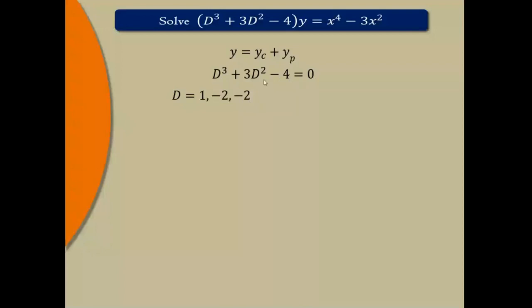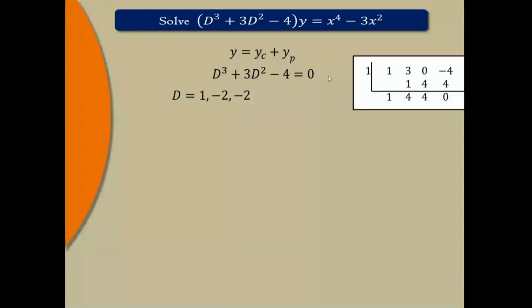If it is a quadratic equation, we can get the roots directly. But if it is a higher order equation, 3 or higher than 3, then we can use synthetic division. The way to use synthetic division is to write down the coefficient of each term: coefficient of D cubed, coefficient of D squared, coefficient of D, and the constant term. Now what are those coefficients? Coefficient of D cubed is 1, coefficient of D squared is 3, coefficient of D is 0, and the constant term is minus 4. So write all those coefficients in one row.